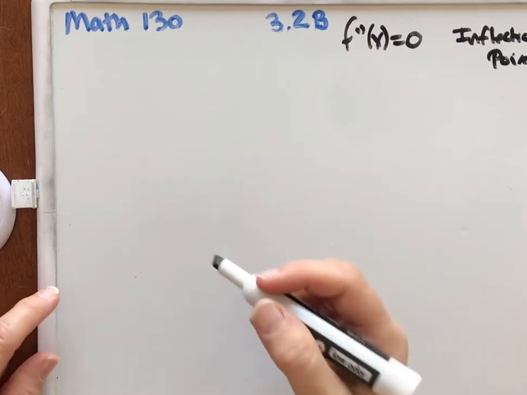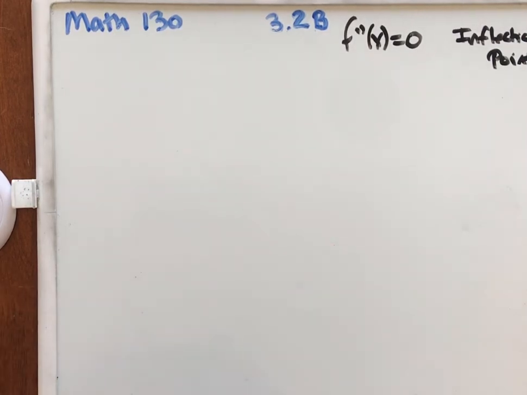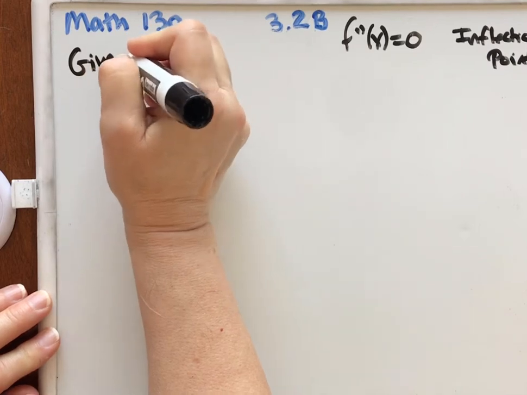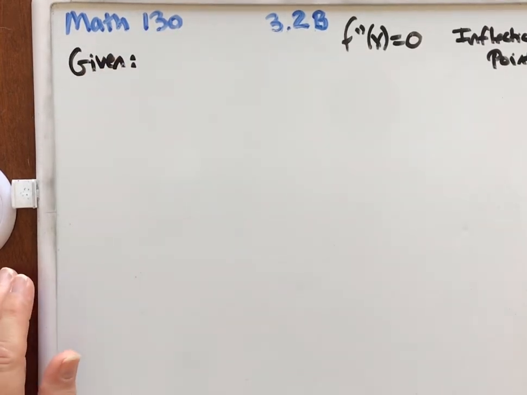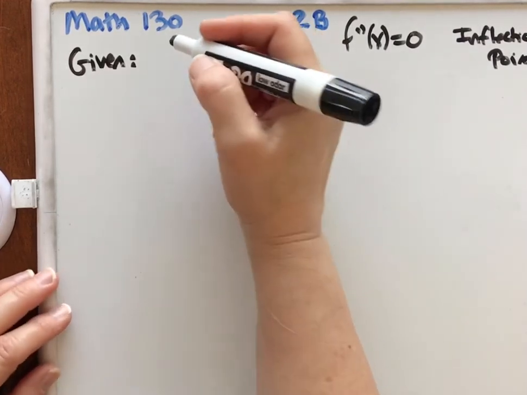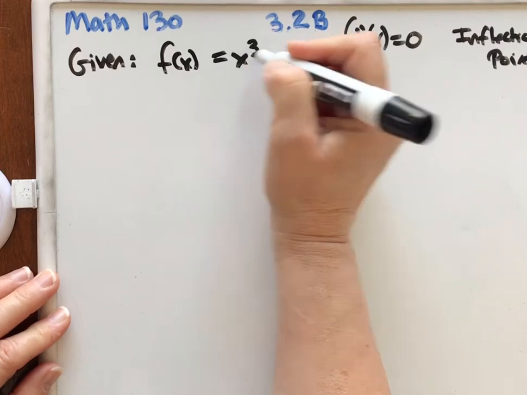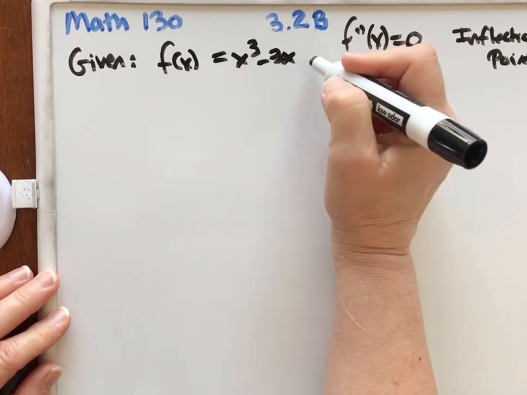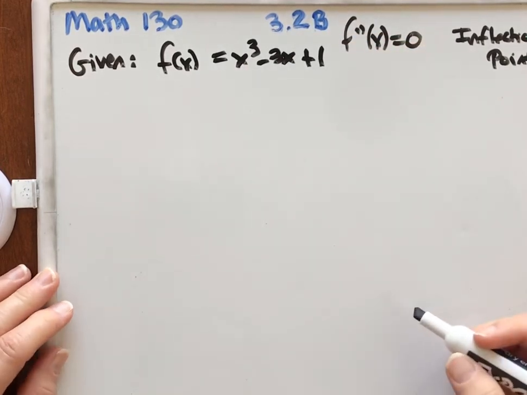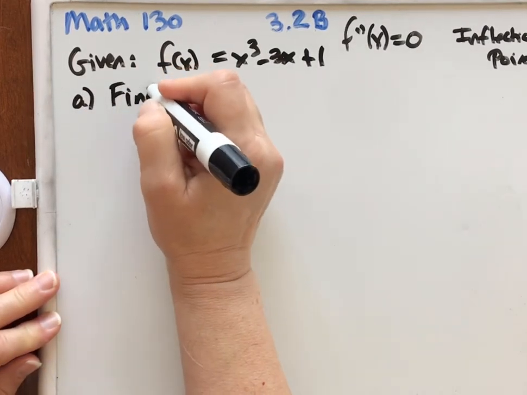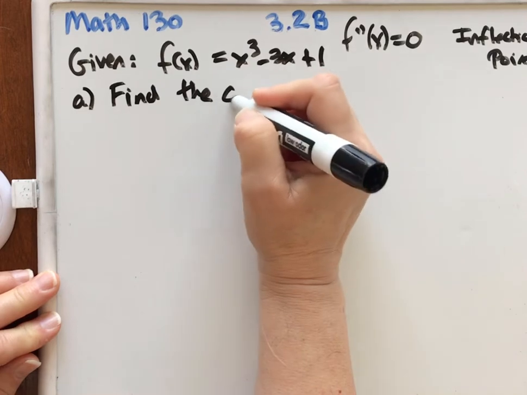Okay, so we're going to start all over. We're going to make a problem. You've seen this particular problem before. And we're going to have an A, B, C, D, and E to do this problem. So here's f of x equals x cubed minus 3x plus 1. Letter A, find the critical values.